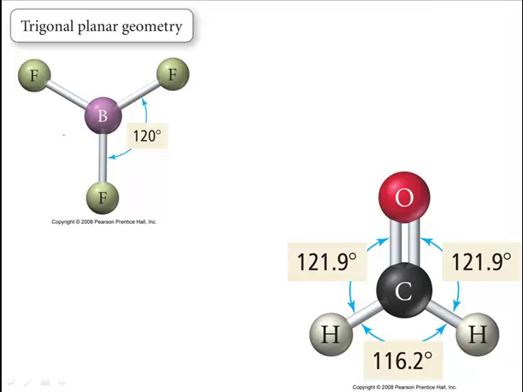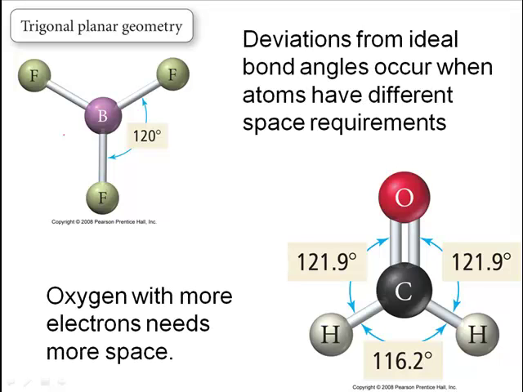Here the oxygen actually takes up more space and the electrons around oxygen push the hydrogens a little further away. So it's not quite 120. It's about 121.9 to be exact. And this is 116.2. So again, if you don't have the same things around it, you can have some bending of these angles. This is a deviation from ideal. The oxygen with more electrons needs to take up more space. It has a greater electronegativity as well, so the shared electrons are found closer to the oxygen. There's lots more electrons in this location, and those electrons repel the electron domains here.